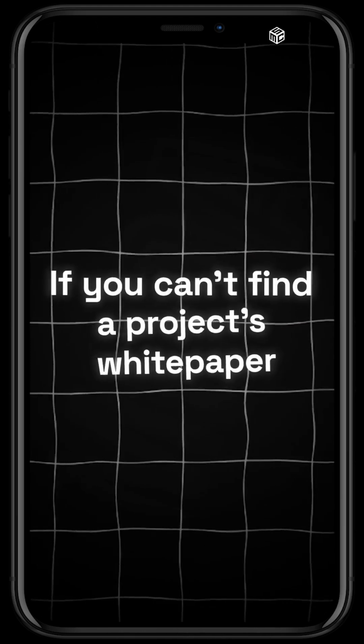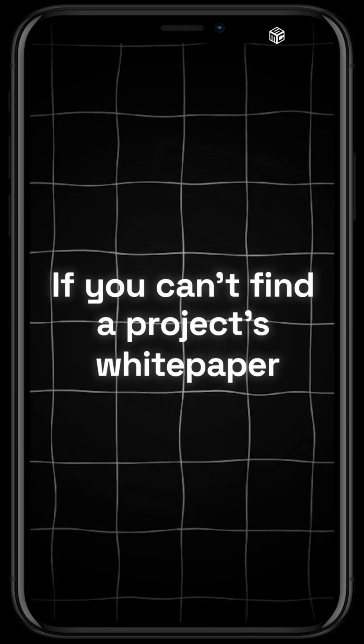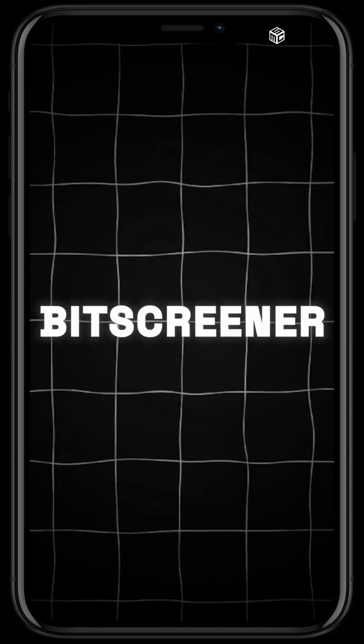Guys, if you can't find a white paper on a crypto project's website or documentation, chances are you'll find it on a website called bitscreener.com, because that's where I just downloaded the Binance Coin's white paper.